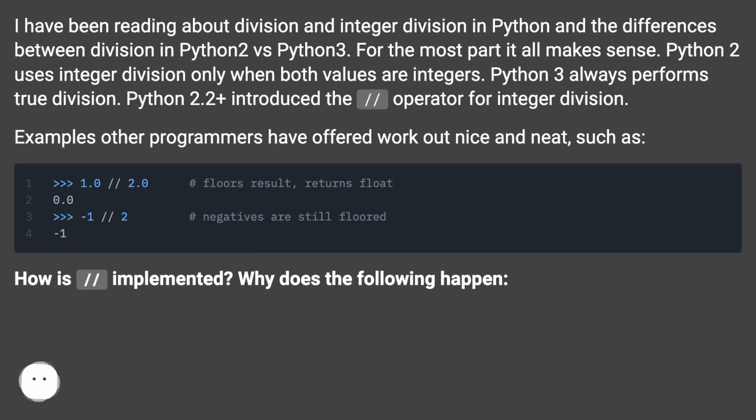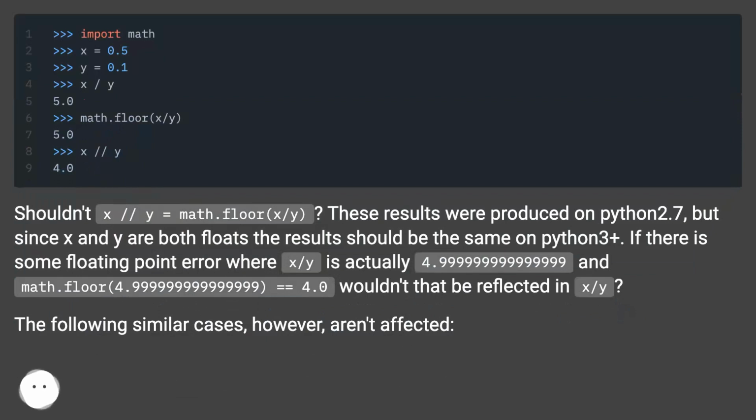How is // implemented? Why does the following happen? Shouldn't x/y equal Math.floor(x/y)? These results were produced on Python 2.7, but since x and y are both floats the results should be the same on Python 3+. If there is some floating point error where x/y is actually 4.999999999999999 and Math.floor(4.999999999999999) equals 4.0, wouldn't that be reflected in x/y? The following similar cases, however, aren't affected.